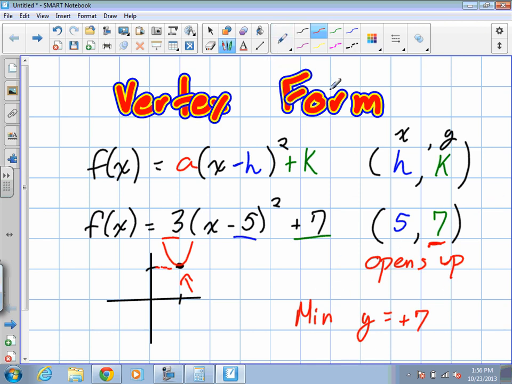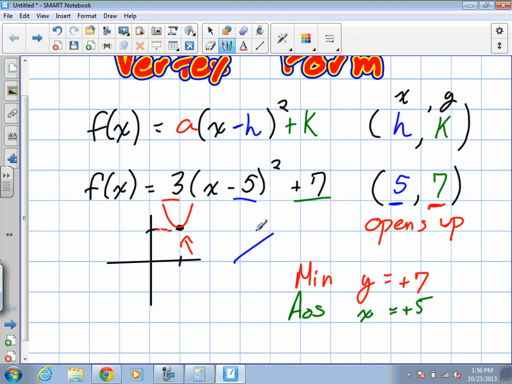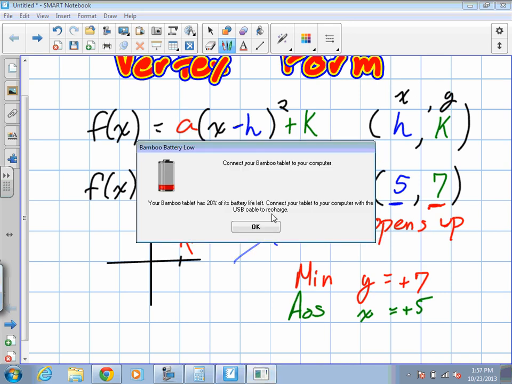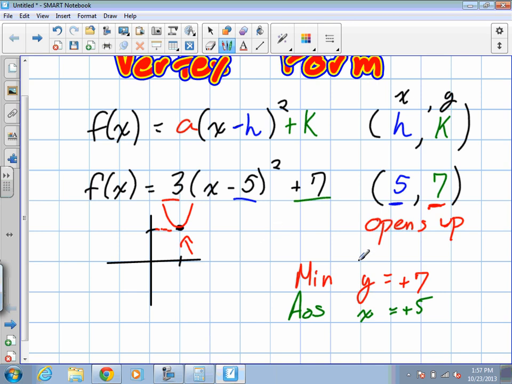What about the axis of symmetry? Anyone know what it is? The axis of symmetry is exactly the X value of the vertex. So the axis of symmetry is X is equal to +5. There's a lot of information we can pull out of this in vertex form. We're able to find the axis of symmetry, the minimum, the vertex, and which way it opens up or down.